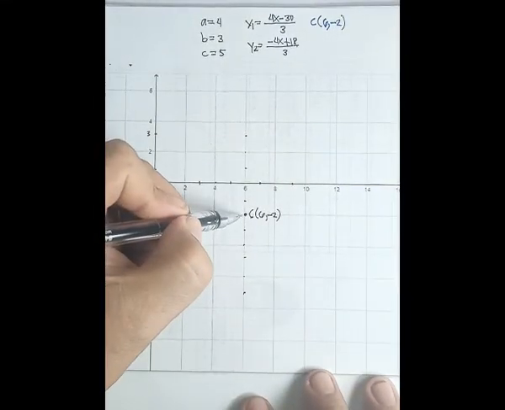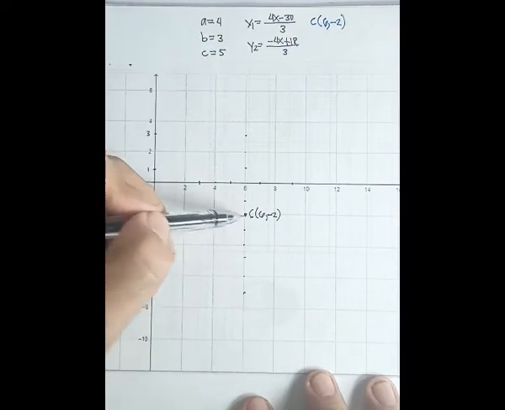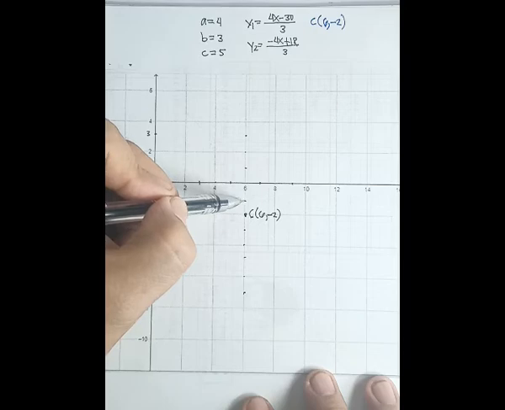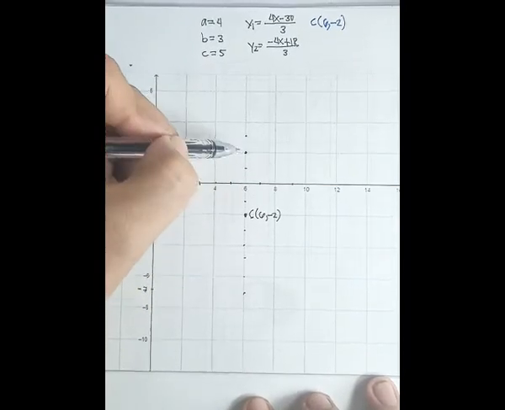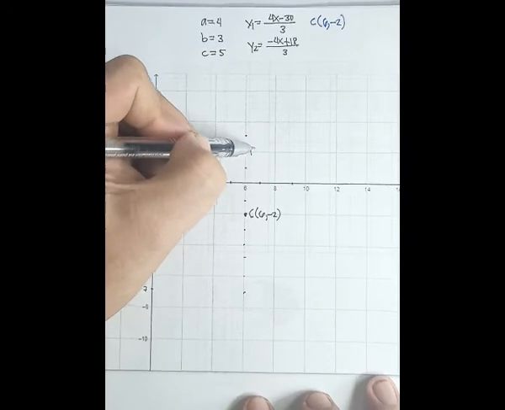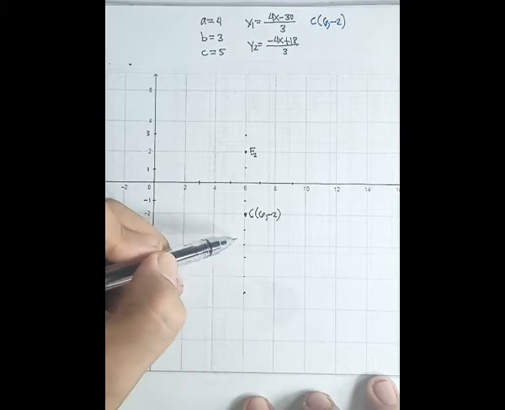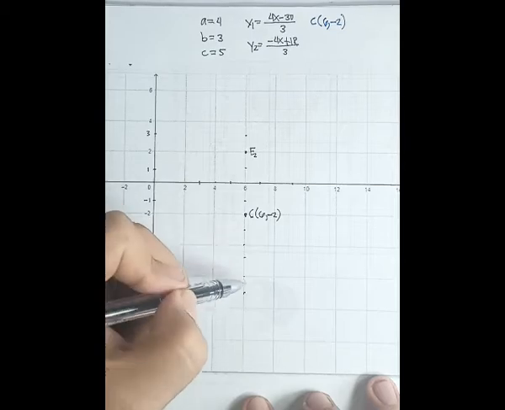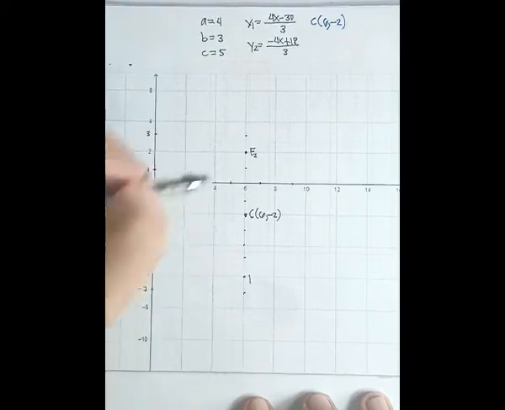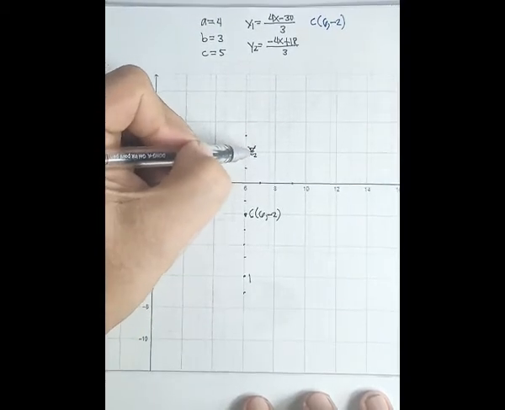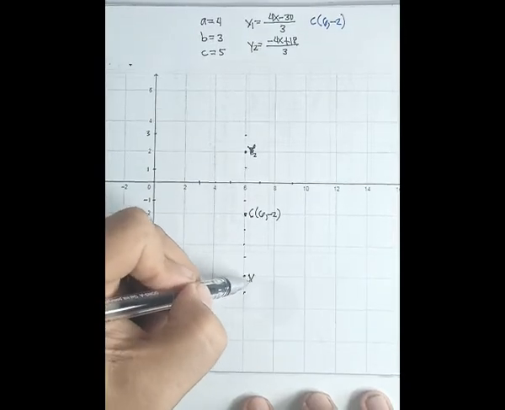So gikan sa center nga 6, negative 2, ang atong a is 4. So gikan sa center, count out 4. So 1, 2, 3, 4. This is now our V2. Then gikan sa center downwards, 1, 2, 3, 4. Mao ni ang V1.